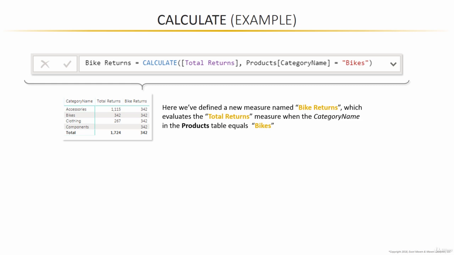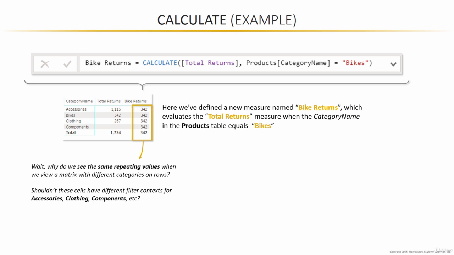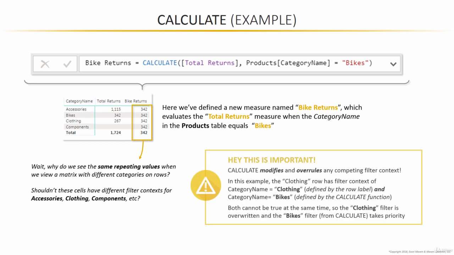And when you visualize this bike returns measure against your total returns, broken down by category names, you see something interesting taking place here, which is that you see the same repeating values in every single row for every single category name within that matrix. So you may be wondering, shouldn't those cells have different filter contexts in the other rows, for the clothing row, for the components row? And this leads me to a very important point, which is that what calculate is actually doing here is it's modifying and overruling any competing filter context.